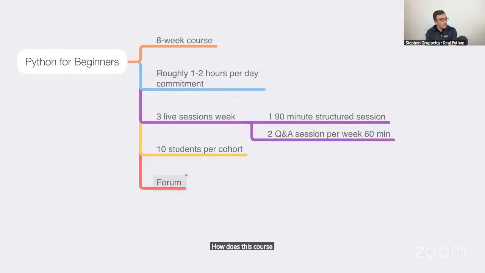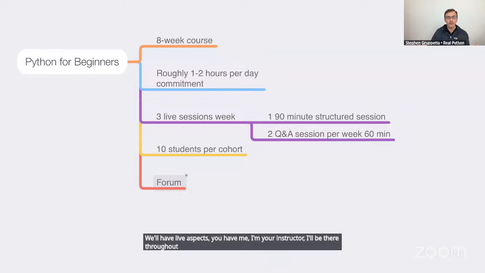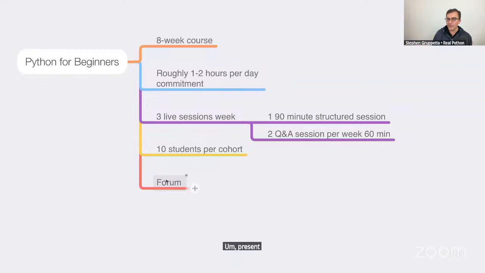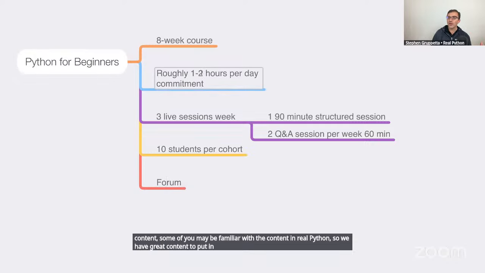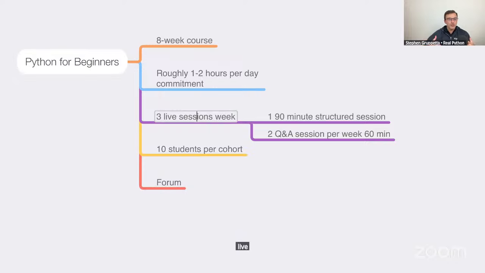How does this course compare to any Udemy or freeCodeCamp courses? Well, rather than compare and tell you about other courses, I can tell you what we have here. We have live aspects. You have me, I'm your instructor. I'll be there throughout the whole 8 weeks, present almost 24/7 on the forum, except when I'm asleep, and in the live sessions. We're using the content some of you may be familiar with in Real Python. So we have great content for our everyday material. We have live interaction. So it's very much a small group learning together with my guidance, guiding you through the whole 8 weeks, through live sessions to the forum. So that's pretty much it.